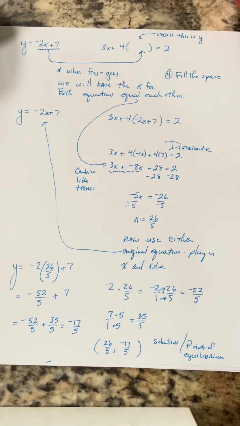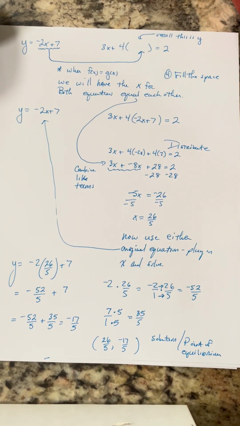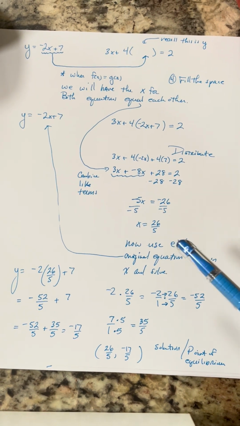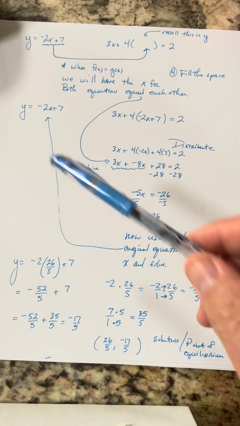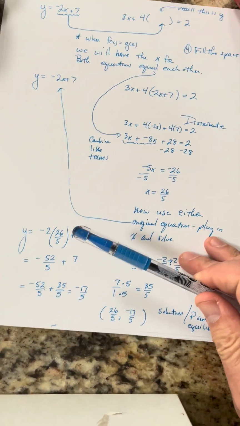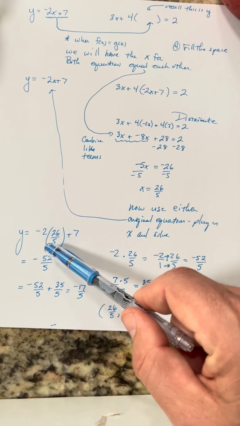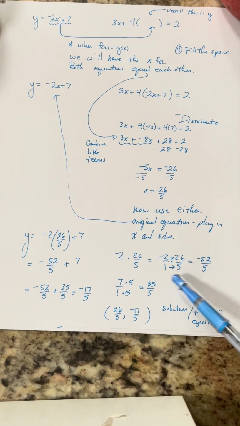Now, it doesn't really matter which one you plug in, but you plug into either equation in one of its previous forms when it has both variables, and you can find out what y is. Well, I just took this answer and plugged it back into x there. And so I have negative 2 times 26 over 5 plus 7. Well, I did some scratch work right here.